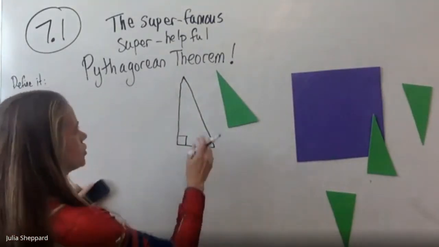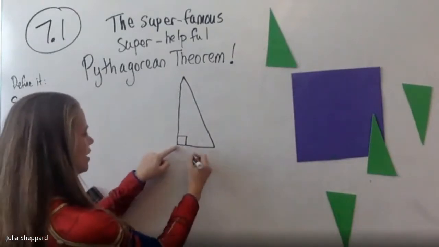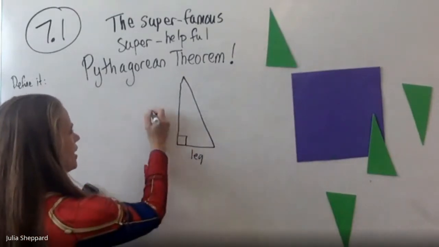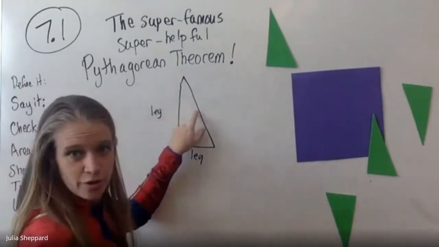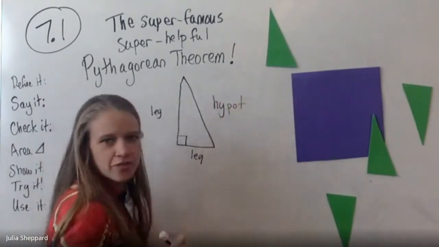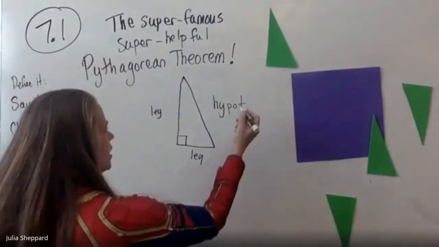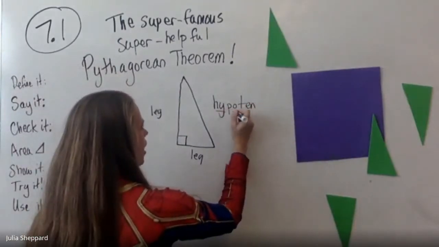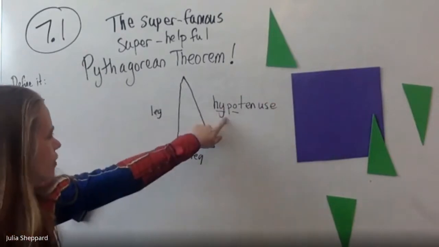Then we have two of what we call our legs. This is a leg right here, and this is another leg. They're not the same leg. And this, we have a fancy word for it called the hypotenuse. If you forget the word hypotenuse, just remember occupied restroom in an airplane, and you'll remember it. Hypotenuse. Okay? So that's the word for that.